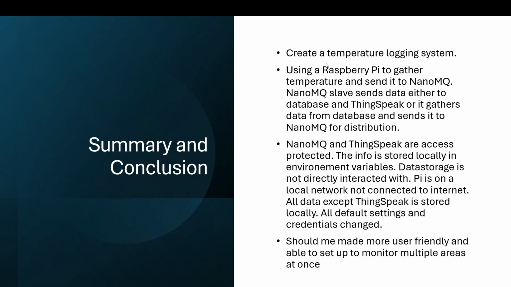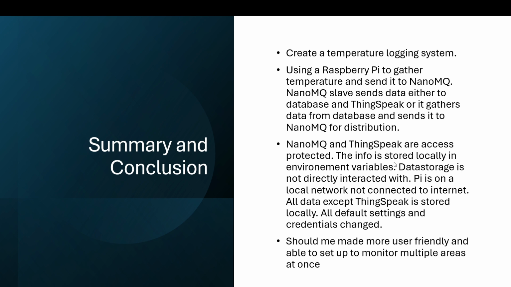Yeah, summary. This was the task to create a temperature logging system. The temperature logging system uses an RPI, NanoMQ broker, a Python-driven slave which sends data to the database and ThingSpeak, and a MongoDB database, and then an analysis tool, of course. The security of the system is that NanoMQ and ThingSpeak are access protected now.